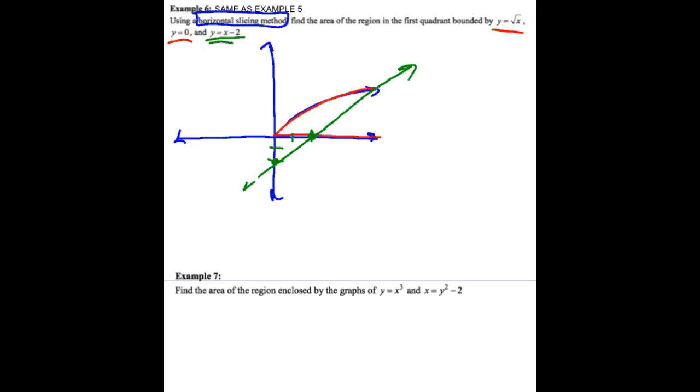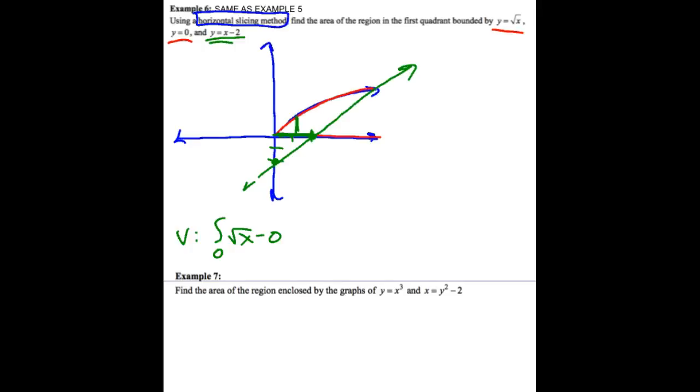Let's do the vertical setup over here, because I could go vertically. I could start coloring, and I'd say I'm just going to integrate from 0, and I'm just going to do root x minus, what's the bottom function here? What is this bottom function? 0. So root x minus 0.